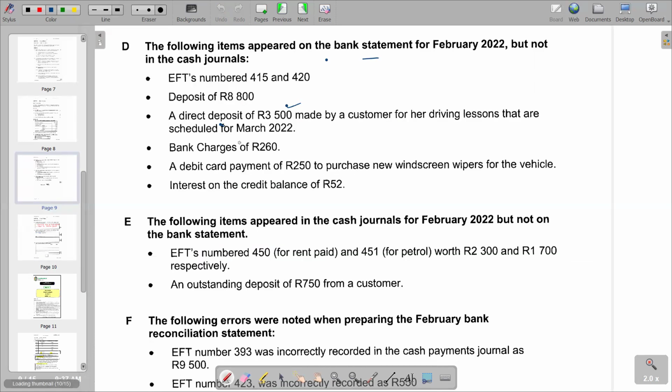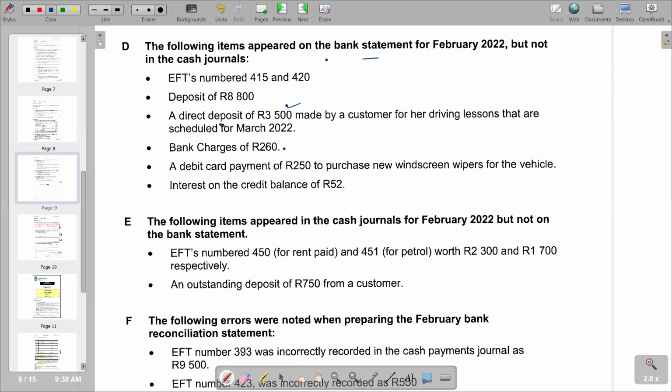Then we'll go to the next one, which is bank charges of 260. So bank charges of 260, remember, these appear on the debit side of the bank statement, because it's an outflow. It represents the debit side of the bank statement, and in the journals it will be under the cash payment journal, or on the credit side of the bank account in the ledger. So basically that's what we have.